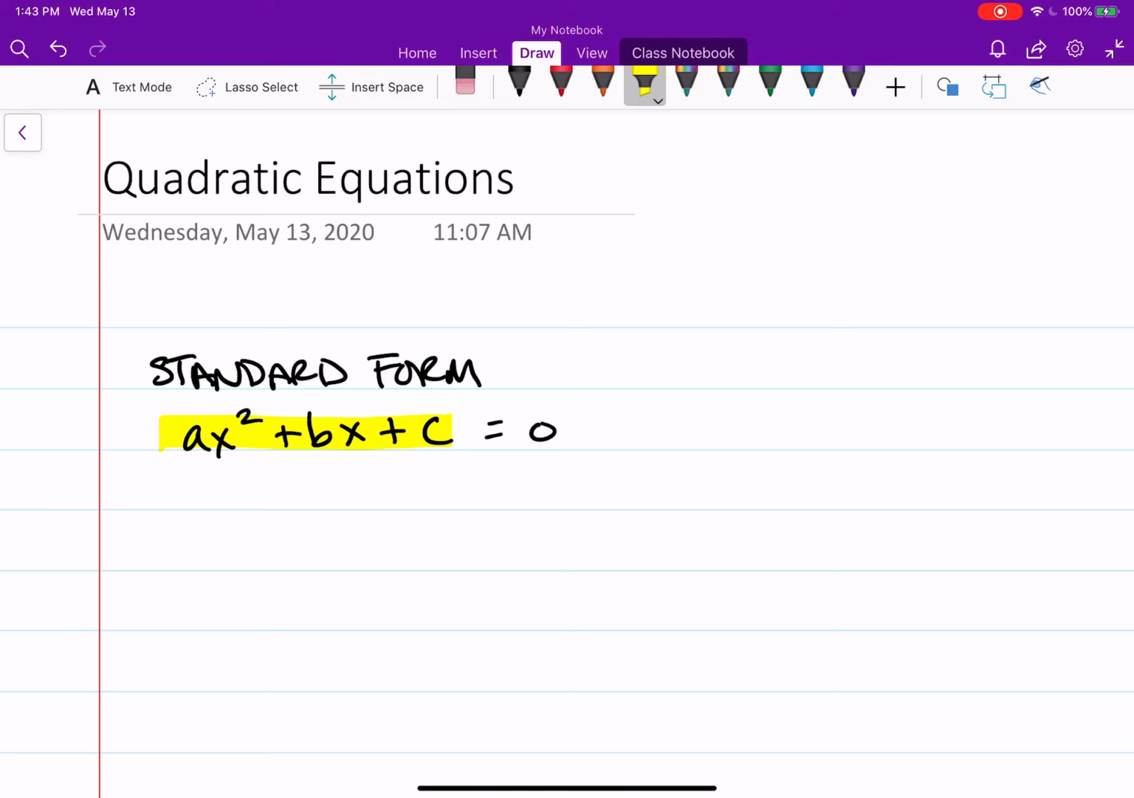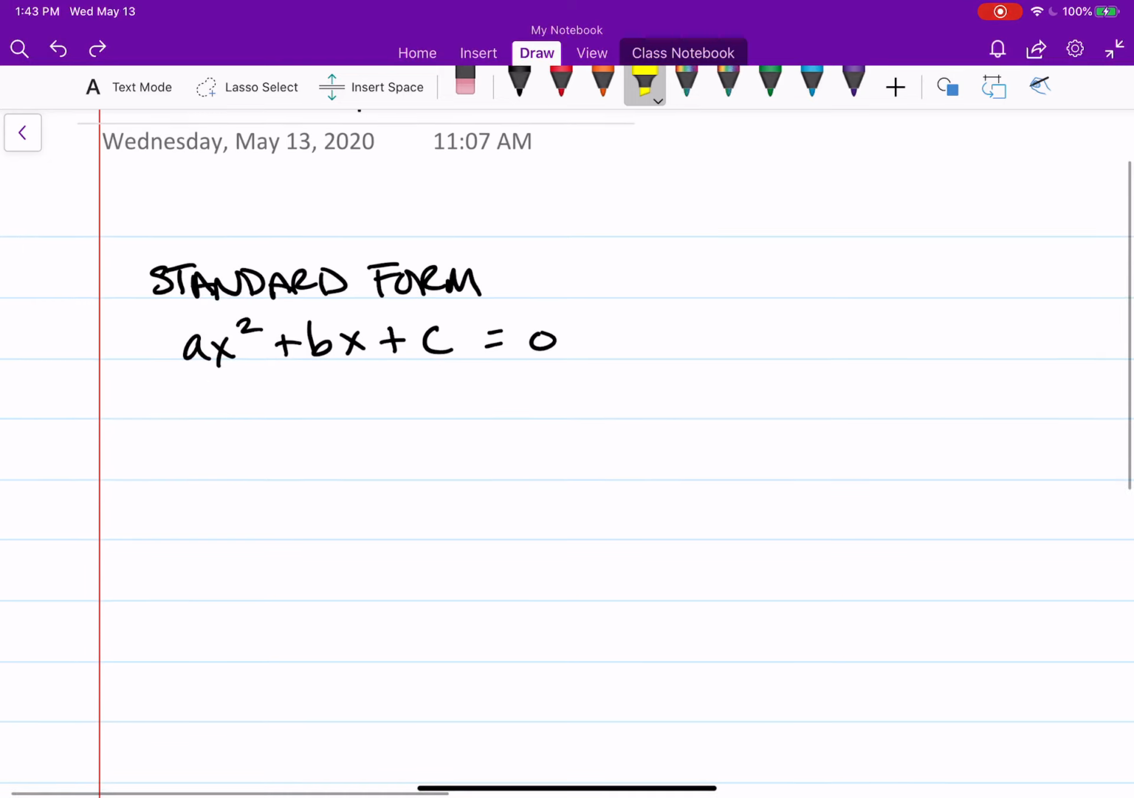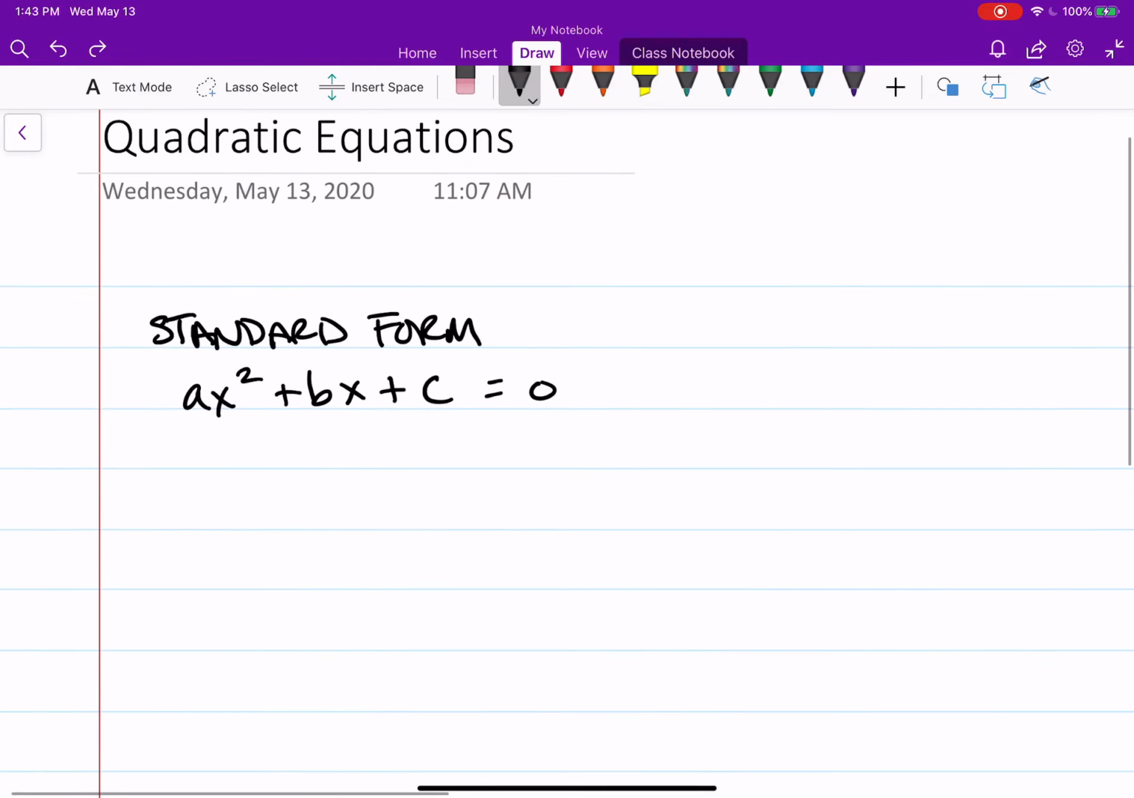And you're like, what do you mean? Well, it should look familiar to you because that is where we were factoring trinomials. So this is standard form. So what are the steps in solving a quadratic equation?